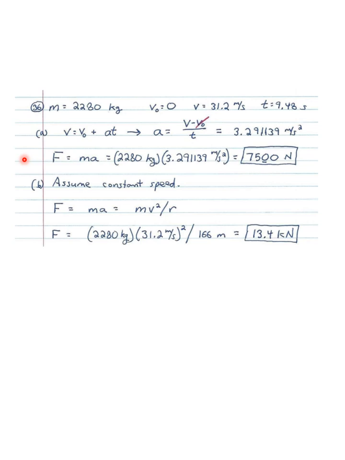Now for part B, it's going in a circle. And so we're going to take the speed that it was going, 31.2 meters per second, and find the force to bring something around in a circle, that radial or centripetal force. Force is ma, which is mv squared over r. So we have the mass, we have the speed that was given in the original information in the problem, 31.2 meters per second. We're going to divide by the radius of the bend in the street, 166 meters, so we get 13.4 kilonewtons.